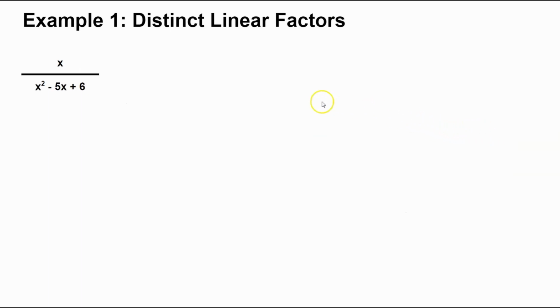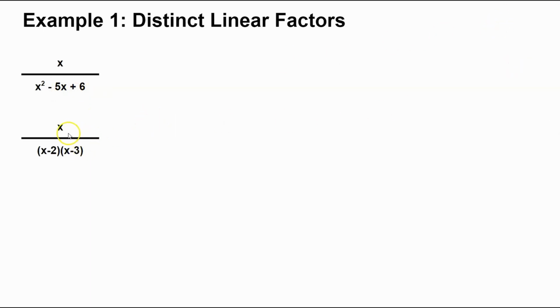So let's look at our first example right here: x over x squared minus 5x plus 6, and this is an example of using partial fractions for distinct linear factors. The first step you should take when you see a function like this is see if you can factor it and simplify the process before we even use partial fractions. So right here we can actually use the AM method. Set this to A, set that to M. What two numbers add to -5 and multiply to 6?